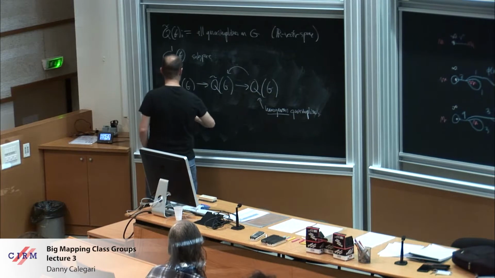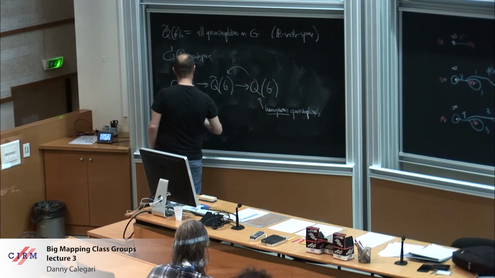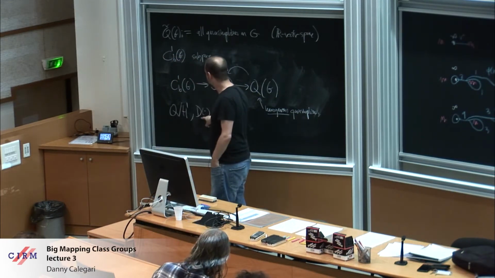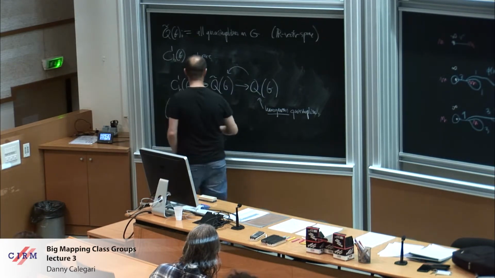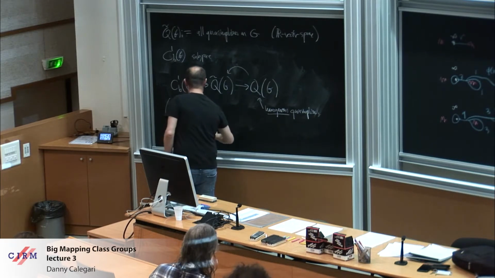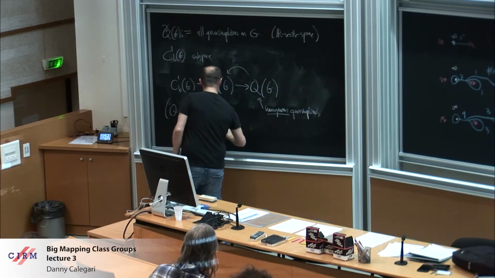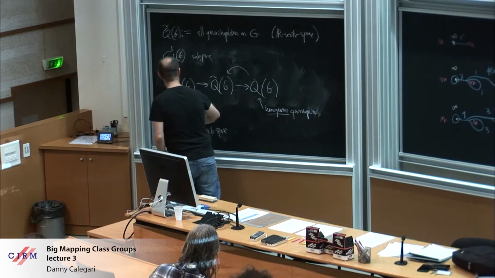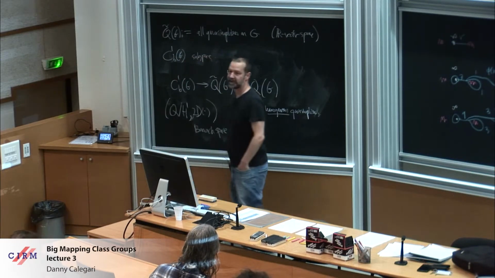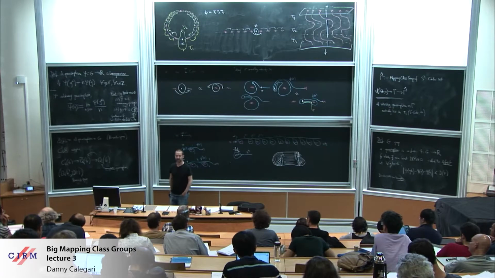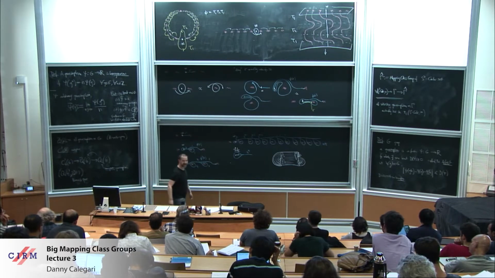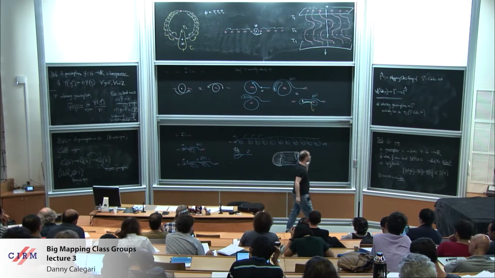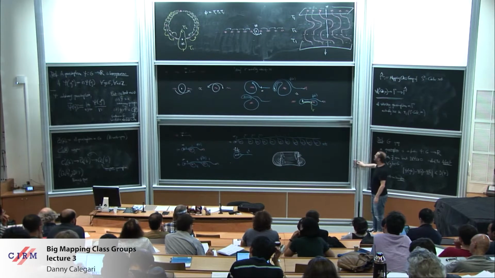And on this space, the defect becomes a norm, making this into a Banach space. And for slightly nefarious reasons, I'm going to put twice the defect. It turns out twice the defect is a slightly nicer norm. But anyway, it's a Banach space. One way to see that it's a Banach space is that it turns out to be the isometric dual of a normed vector space. So let me explain where that comes from.